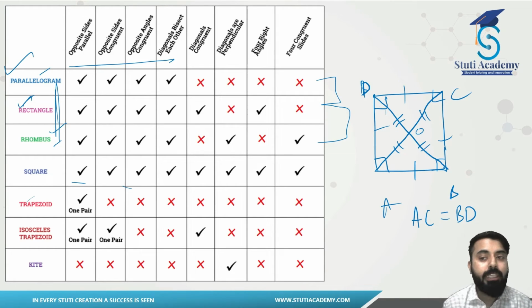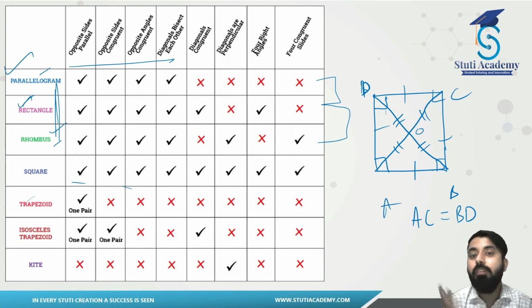Can a square be a rectangle? Indeed, a square can be a rectangle, because opposite sides are equal and a square has each side equal, so you can say opposite sides are equal as well. But can a rectangle be a square? No, a rectangle cannot be a square, because a rectangle only has opposite sides equal, but a square has all sides equal.